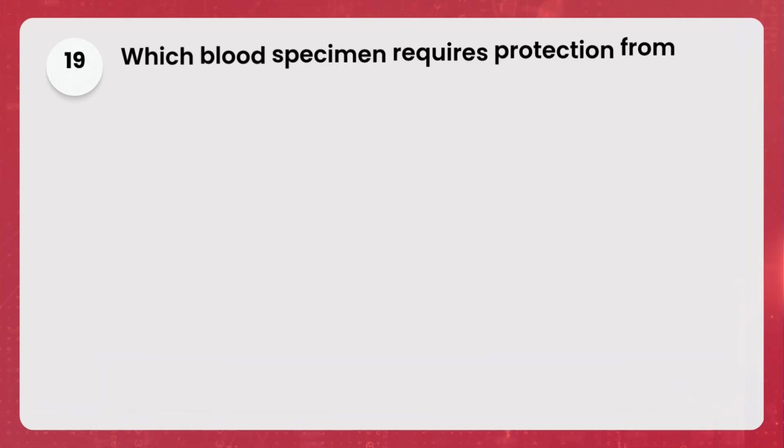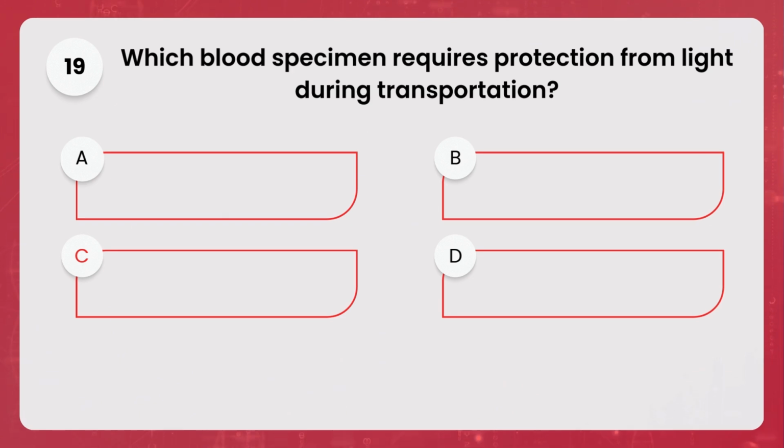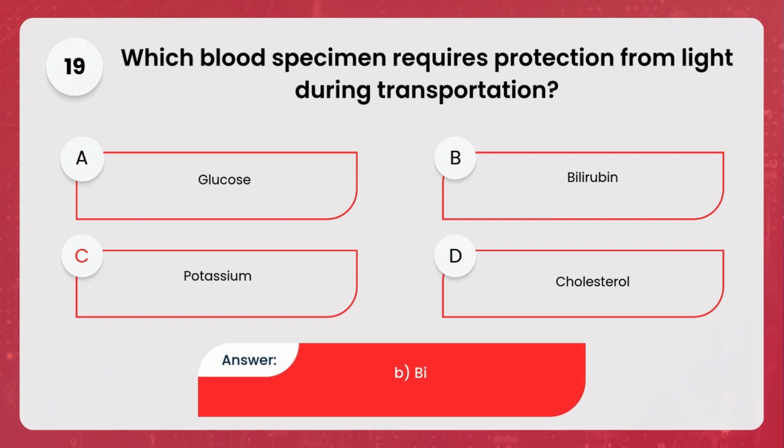Number 19. Which blood specimen requires protection from light during transportation? A. Glucose. B. Bilirubin. C. Potassium. Or D. Cholesterol. The answer is B. Bilirubin. Number 20.